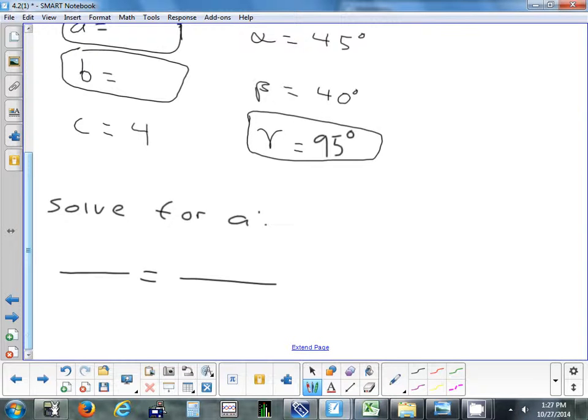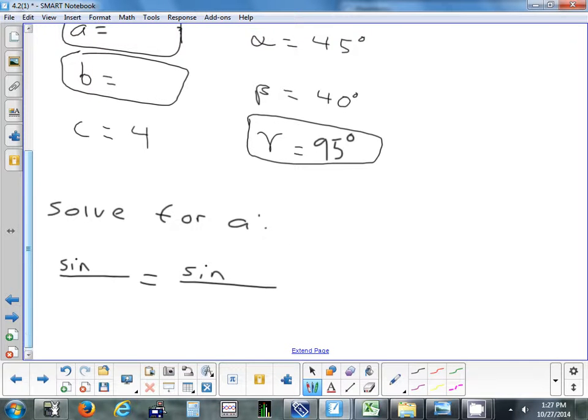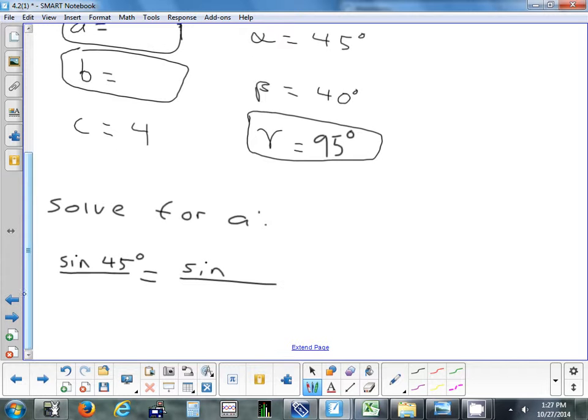Okay, you can set up your template for your proportion. What trig function goes in the top of each one? You're always going to have sine of something, sine of something. What can I fill in for the one on the left? Sure, if we're going to find A, sine 45 over, what goes in the bottom? A. Yep. And what about on the right-hand side? Sine 95 over 4.